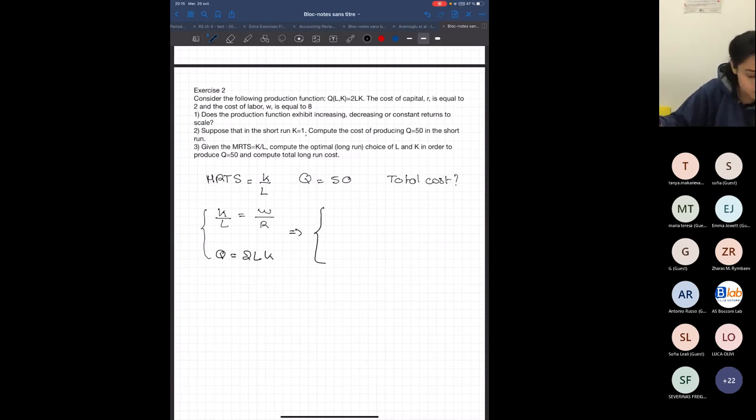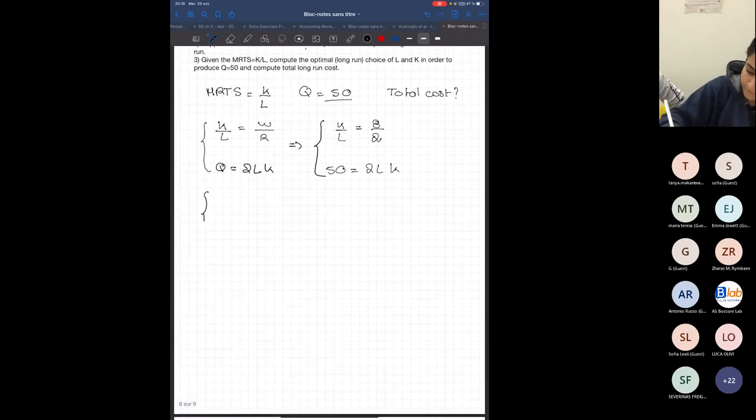Okay, so now if we substitute with the values of the exercise, the ones that I put just above, we have that K over L is equal to 8 over 2. The values are from here and here, just to remind you guys. And we want to produce Q equal 50. So we put 50 is equal to 2LK. Now if we continue solving this, we have that 2K is equal to 8L. Just so you know, you just cross-multiply, and you get this.